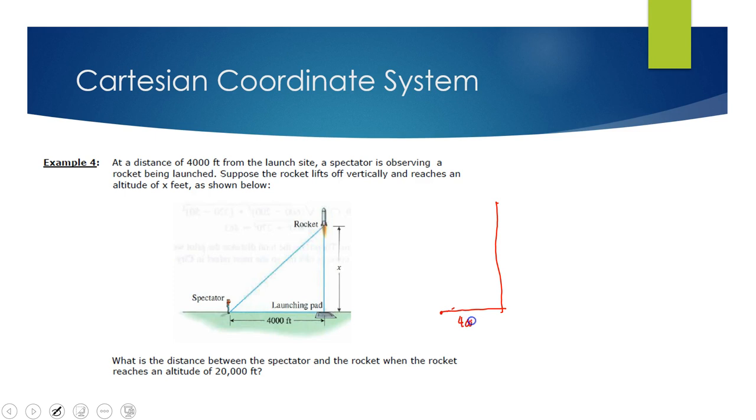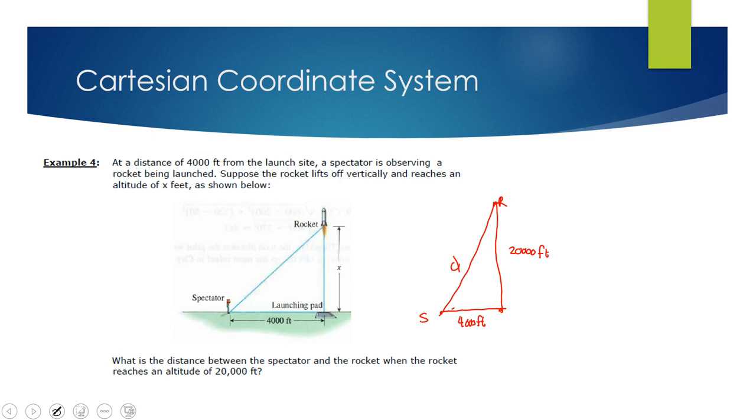You have a 4,000 foot space between here and the launch pad. And now we're saying the rocket's at 20,000 feet. We want to figure out this distance here, the distance between the spectator and the rocket. Anytime we're trying to measure a distance between something, it's always a straight line, the shortest straight line path to that point.